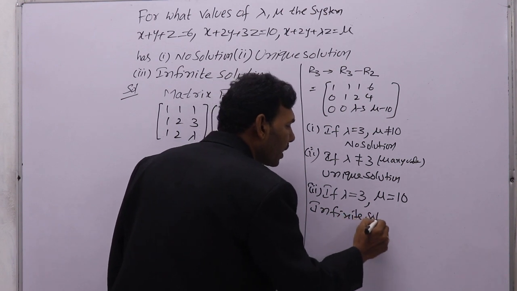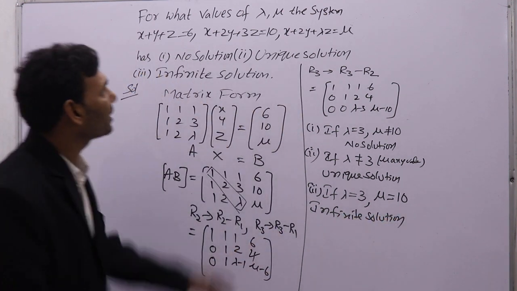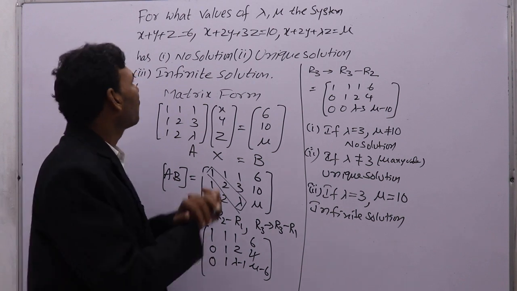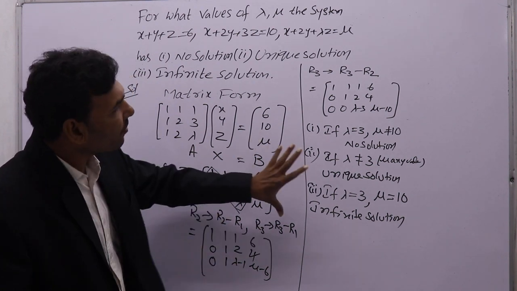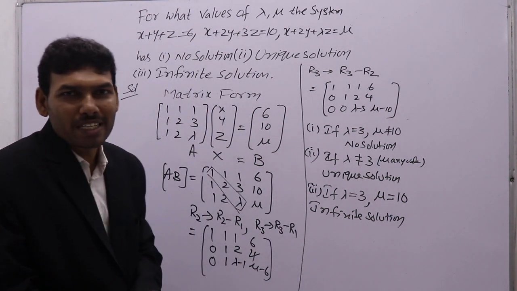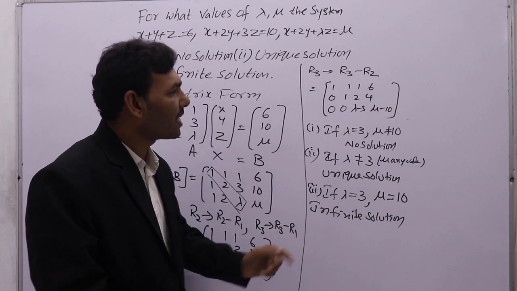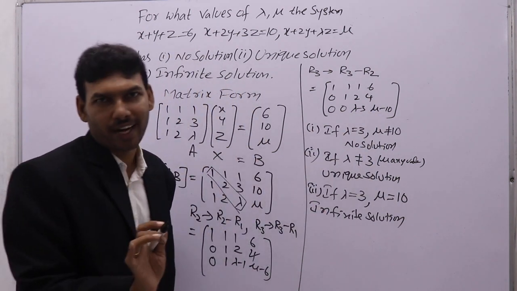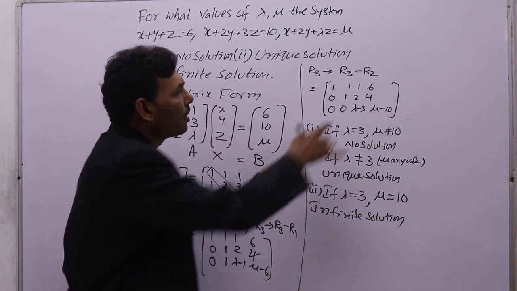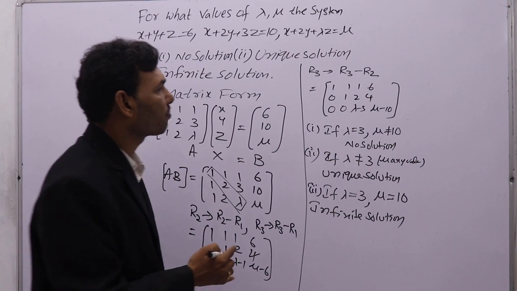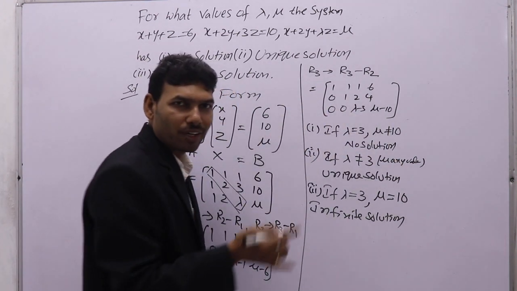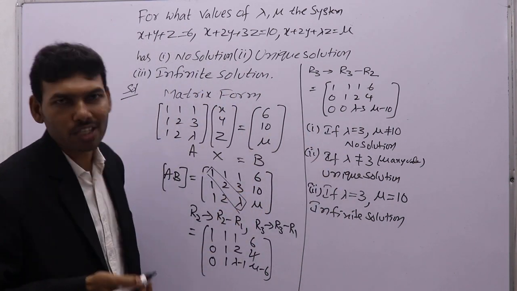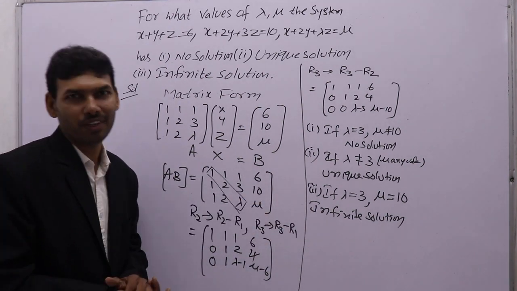Like this, you need to analyze the values of lambda and mu. That is the question: for what values of lambda and mu does the system have a unique solution, infinite solutions, or no solution. This is the way of analyzing. Even without analyzing, by remembering a simple hint, you can write these conditions. The hint is: if both parameters are equal to the existing values, then you will get infinite solutions. If one is equal and the other is not equal, then no solution. If the first one is not equal, then you will get a unique solution. Like that, you can remember these conditions very easily. Okay?